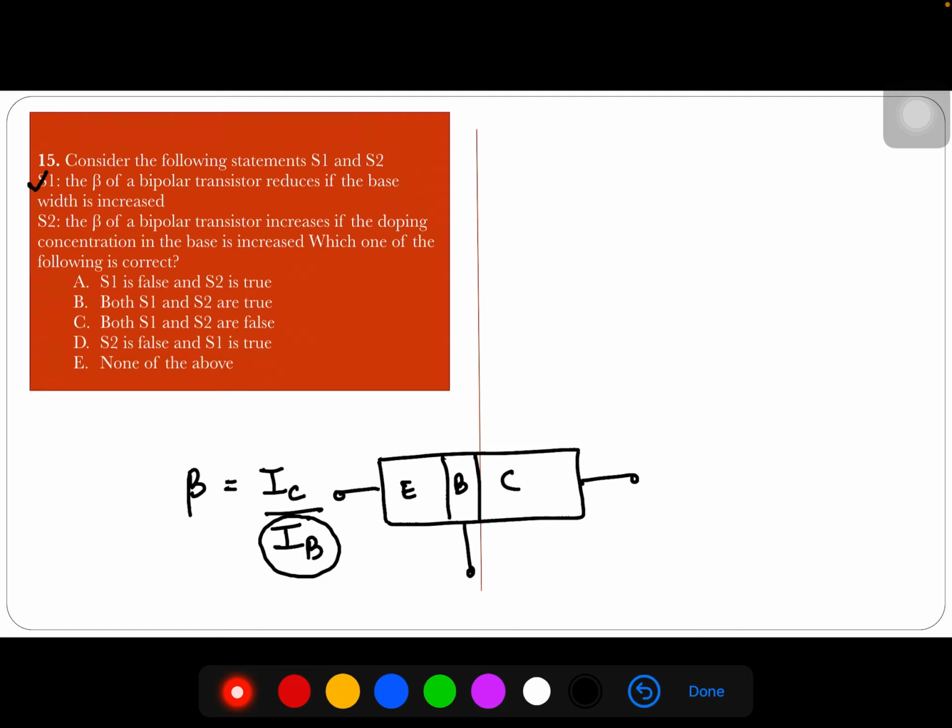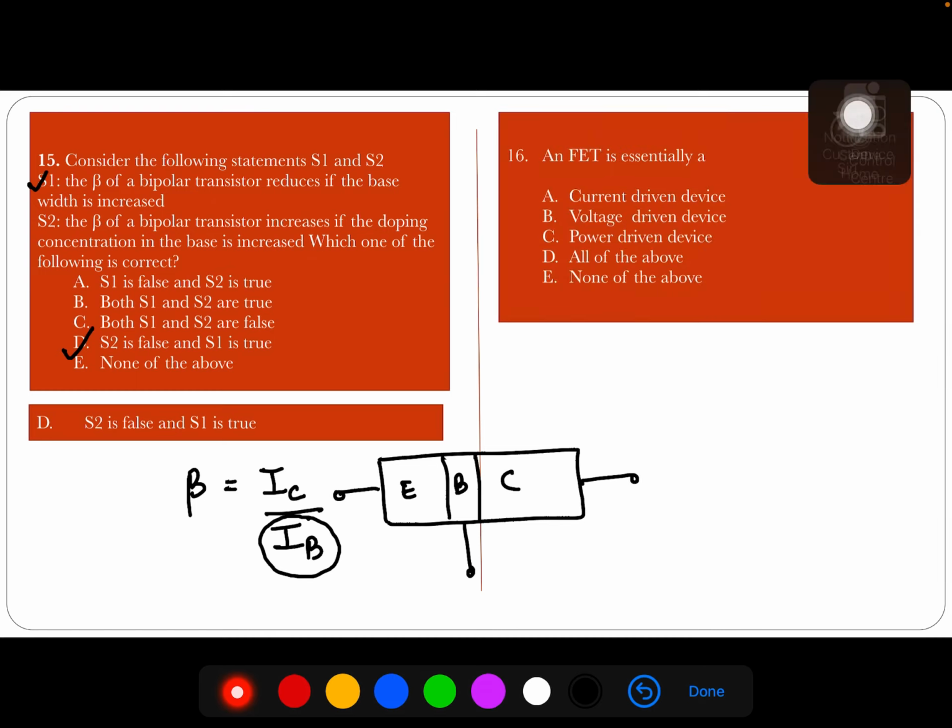Let's look at the second statement also. If the doping concentration in the base is increased, then the base current will increase, because the more the doping, the more will be the charge carriers, the more will be the recombination, and hence more will be the base current. If base current is more, beta will again reduce. But here it is written that beta will increase with the doping of the base. It is not true. So, S2 is false and S1 is true. So, the correct option is D. Okay, S2 is false, S1 is true.